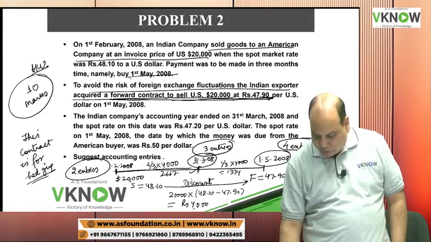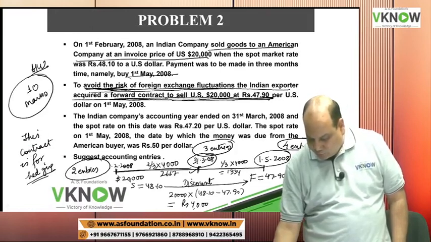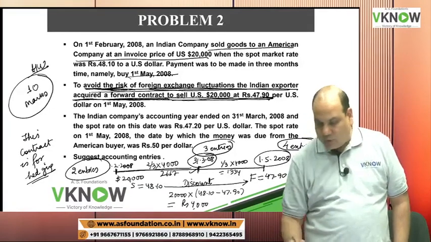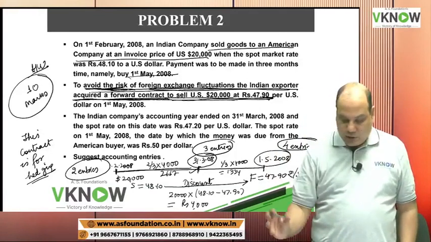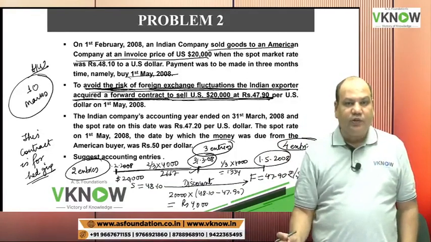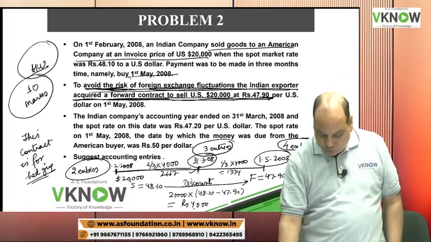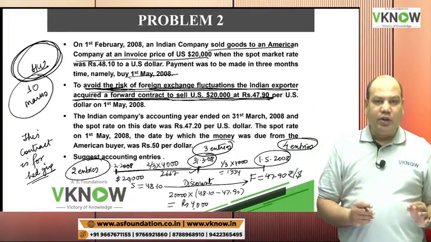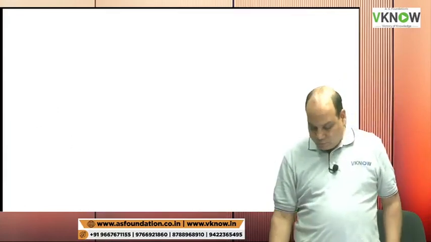How do you know it is for hedging purpose? It's written here. To avoid the risk of foreign exchange fluctuation, the Indian exporter acquired a forward contract because he was worried that the exchange rate may go down and he might suffer the losses. Therefore, he entered into a forward contract. So, this question is your homework. I have given you the answer in detail. Do it. If you have doubt, you will ask me.